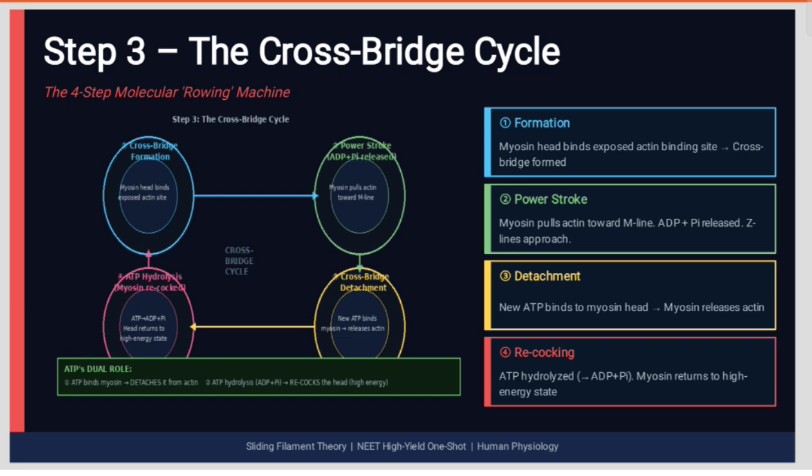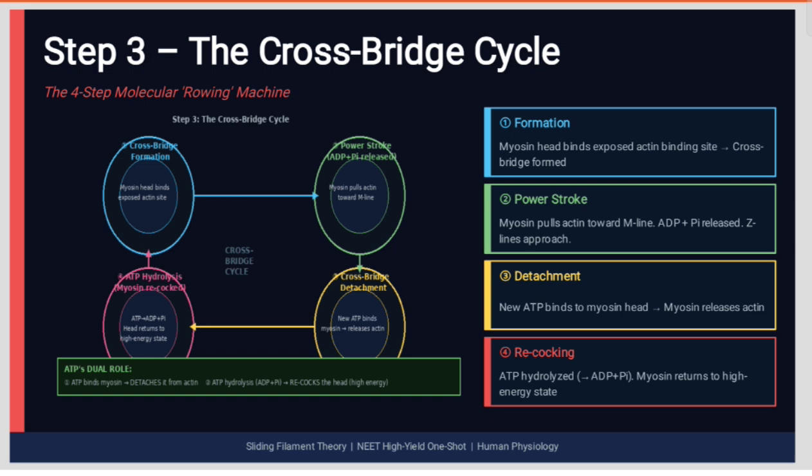Now the fourth step is ATP hydrolysis and recocking. The newly bound ATP is hydrolyzed: ATP to ADP plus Pi. This hydrolysis releases energy that recocks the myosin back to its high energy upright position. The head is now ready to bind to the next actin site further down the filament, and the cycle repeats. The cycle repeats rapidly as long as calcium is present in the sarcomere and ATP is available. The sarcomere keeps shortening, the Z lines keep approaching each other, and the muscle contracts.